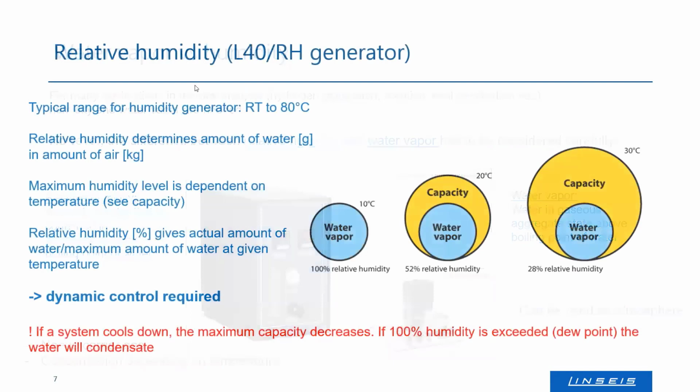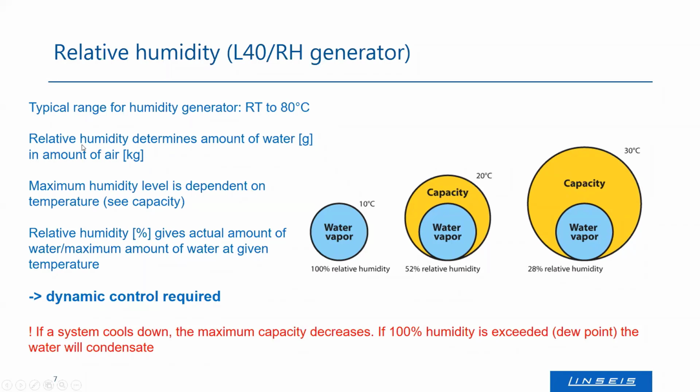I will start by handling relative humidity first. We have the Linseis L40 relative humidity generator. It's called L40RH, but don't worry about the name. What I want to explain is how it works. As I said, the typical range for humidity is room temperature up to around 100 centigrade. With our humidity generator, you can do anything from room temperature up to 80 centigrade. In the range between 80 and 100, it's a little bit tricky. It's still possible, but with lower concentrations.